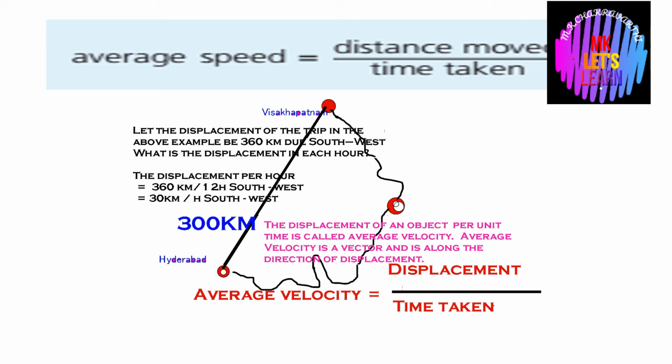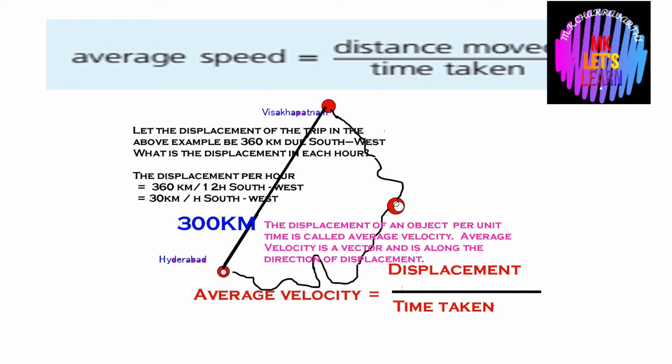Here is another concept, average velocity. What is meant by average velocity? It depends on the displacement of an object per unit time. The displacement of an object per unit time is called average velocity. Average velocity is a vector physical quantity and is along the direction of the displacement. That's how we define average velocity, and the formula to find average velocity is displacement divided by time taken.